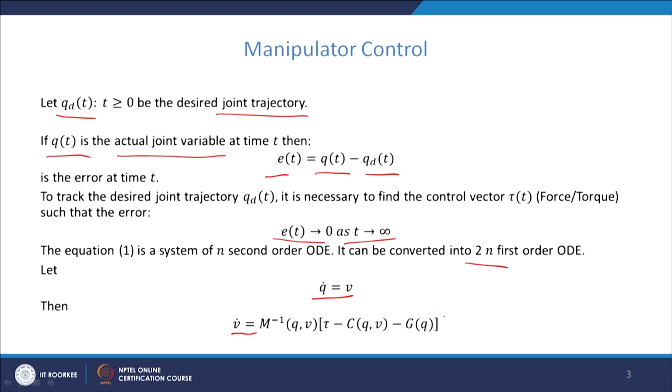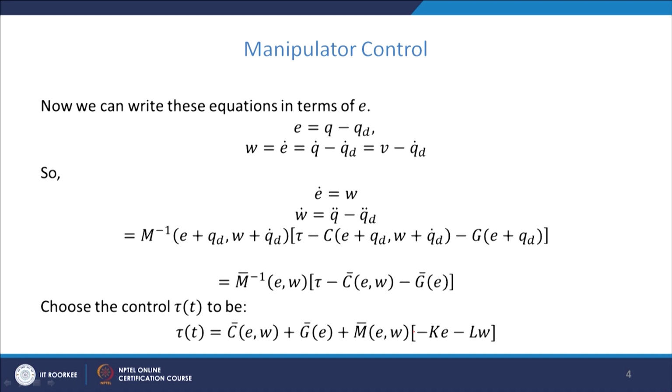So, it is the same equation written in 2 first order differential equation form, and each one is an n dimensional equation, because q is a vector containing n elements. Here there are n equations, and in the second one there are n equations. Totally there are 2n first order differential equations.